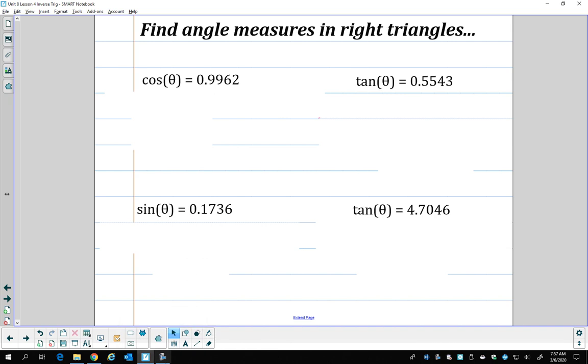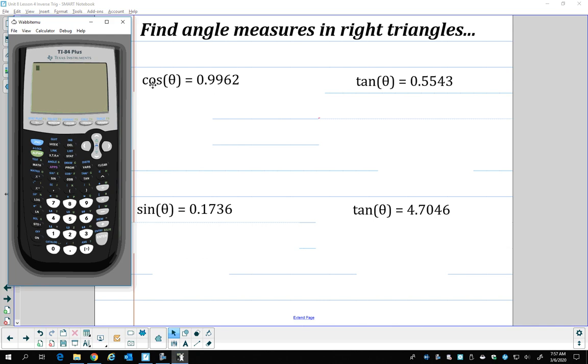So I'm going to get my calculator out, and I want to find what is this measure of theta, that angle that if I did the cosine of that angle, it would be 0.9962. Put another way, if I had a right triangle and I knew its adjacent side and its hypotenuse, if I wrote the fraction of those two values and then found out whatever decimal that created, it would be 0.9962. So I'm trying to find the angle that will be related to those two side measures.